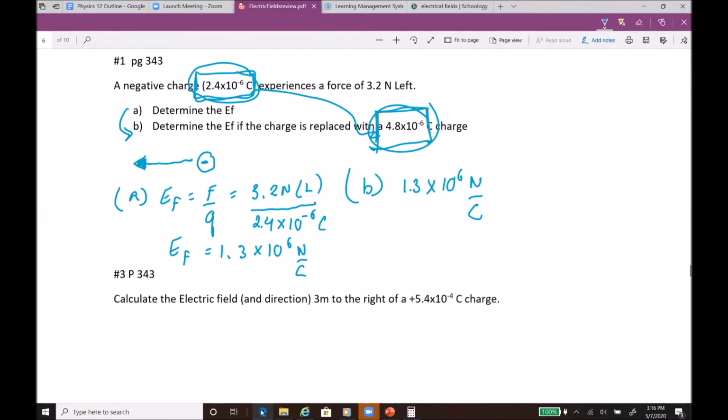What would be different would be the force experienced by the particle. Because this particle has a greater charge, it would therefore experience a greater force. In this case, it would be double the force because it's double the charge. All right. Are we okay with that?